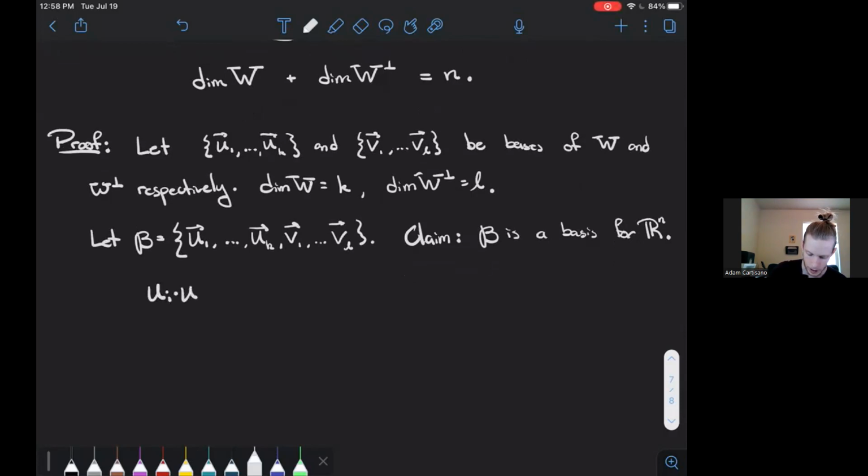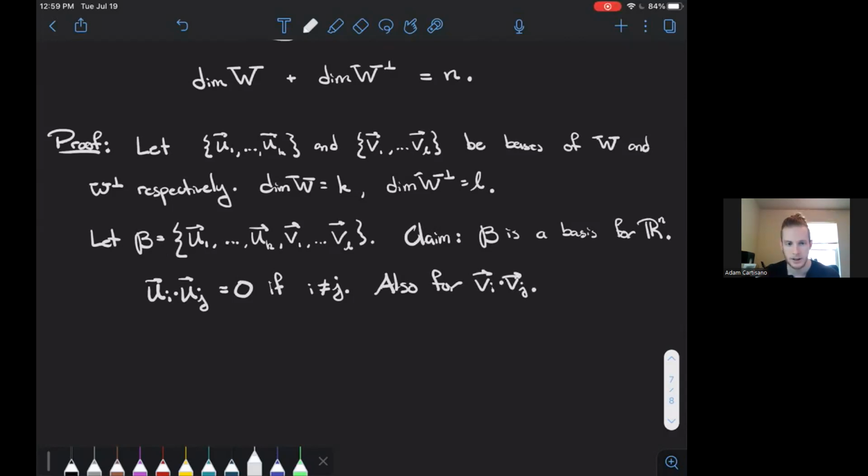Ui dot uj equals 0 if i is not equal to j. If and only if, technically. That is true for vi dot vj. Why? Because they're orthogonal bases. I didn't say that, be orthogonal bases.